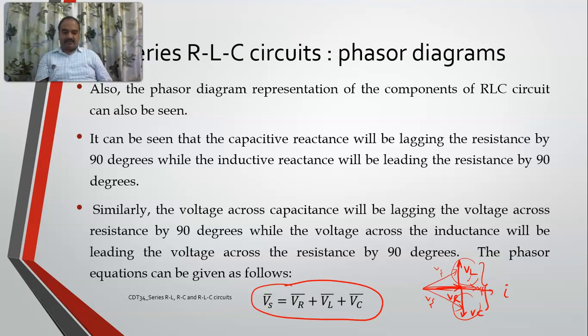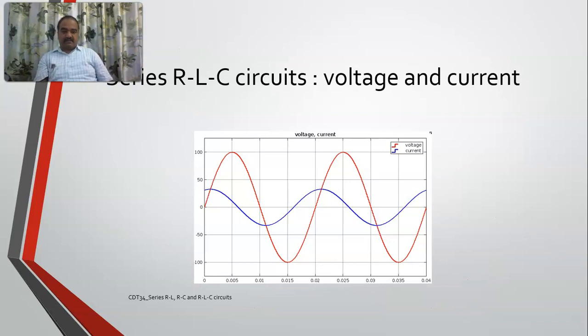Okay. So see, the capacitor reactance will be lagging the resistance by 90 degrees, whereas the inductor reactance will be leading the resistance by 90 degrees. So that's why, if you do have, see the cos phi also, which is nothing but cos of tan inverse of XL minus XC by R, isn't it?